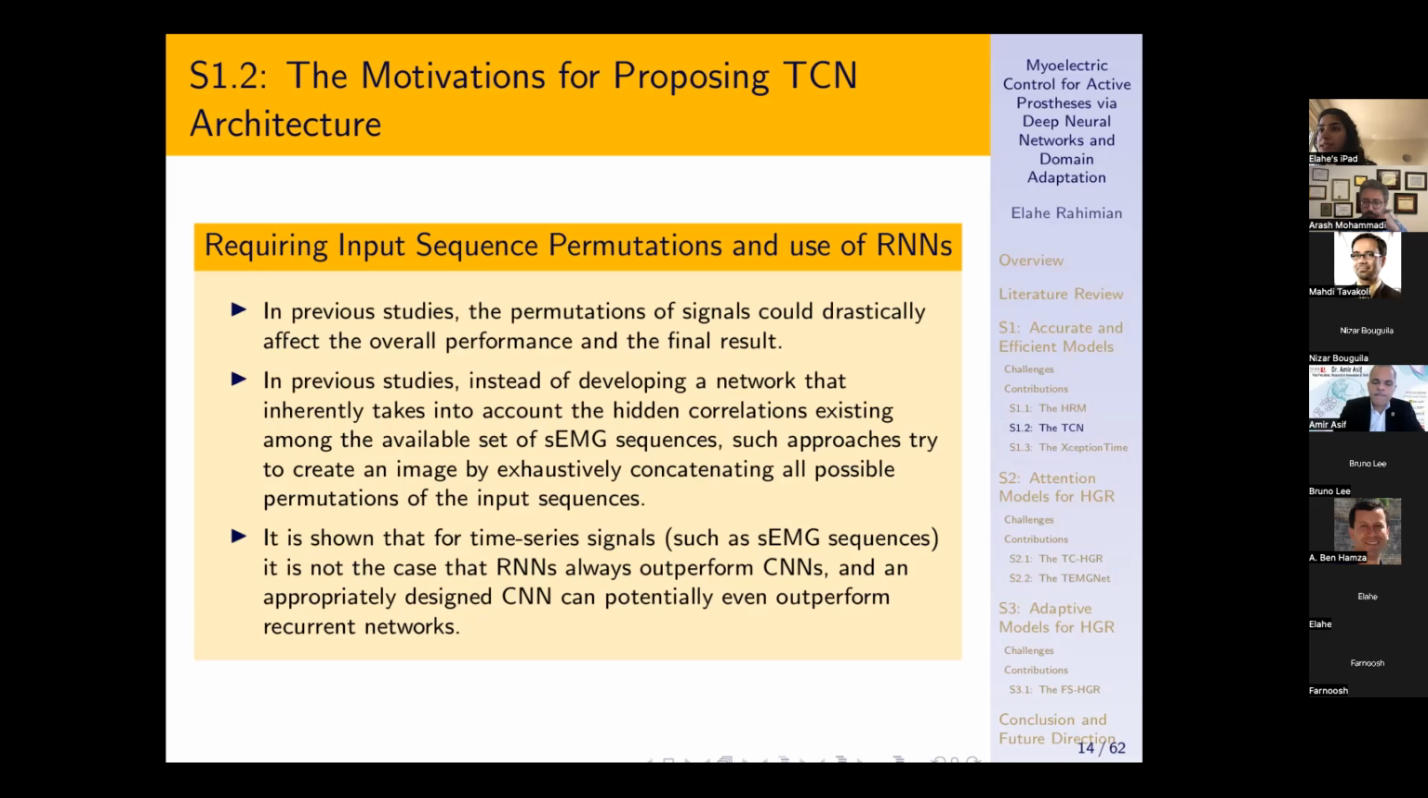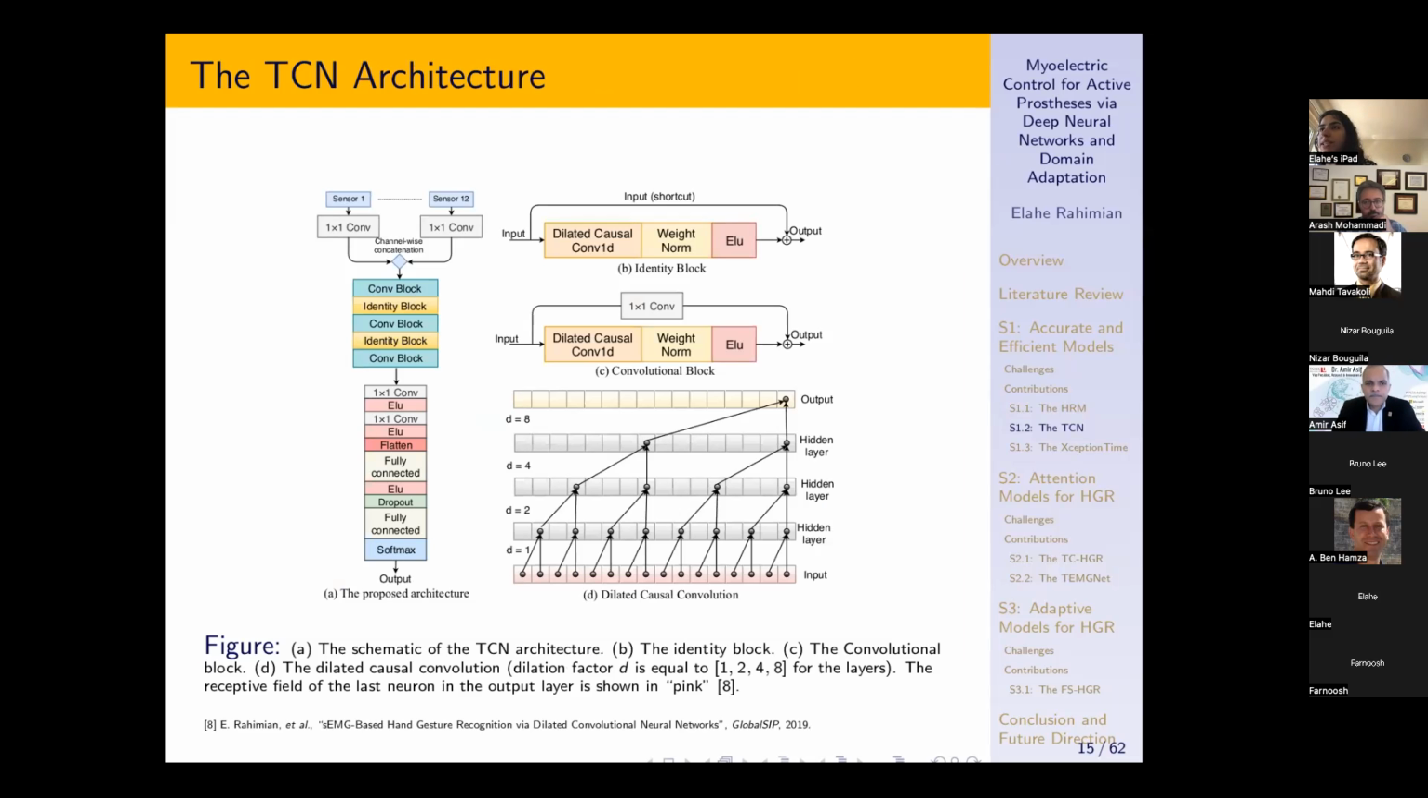As I mentioned, we want to use convolution in a way that we can improve the accuracy and performance for SEMG signals. It is proven that RNNs do not always outperform CNNs, and if we design CNNs well, we can outperform the results. So the contribution in this architecture is dilated causal convolution. The problem with standard convolution is that they have a limited kernel, and they don't consider long-range dependencies. So to consider that history and access a large history field, we can use dilation.